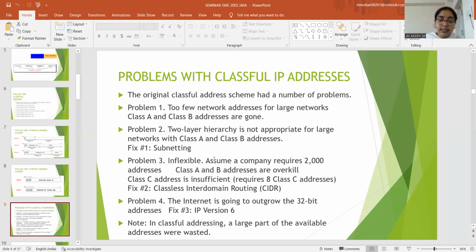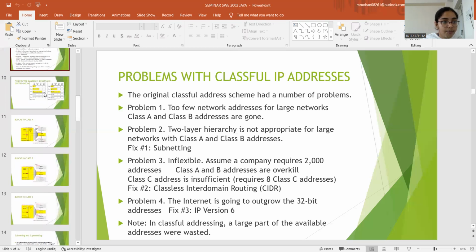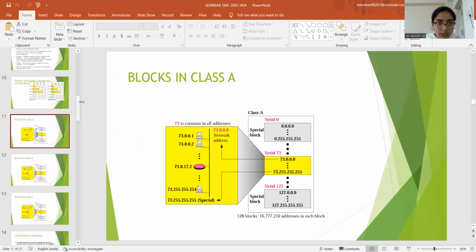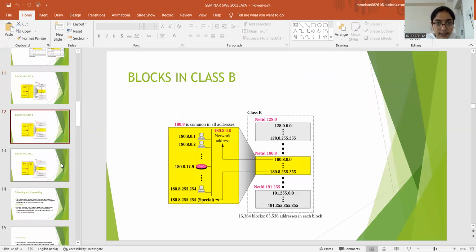Problem 4. The internet is going to outgrow the 32-bit addresses. In classful addressing, a large amount of the available addresses are wasted. Finding the classes in binary and dotted decimals: here you can see an example of these, and the pictures of blocks in Class A, Class B, and Class C.